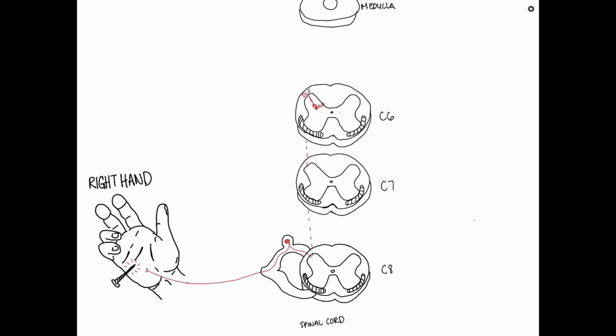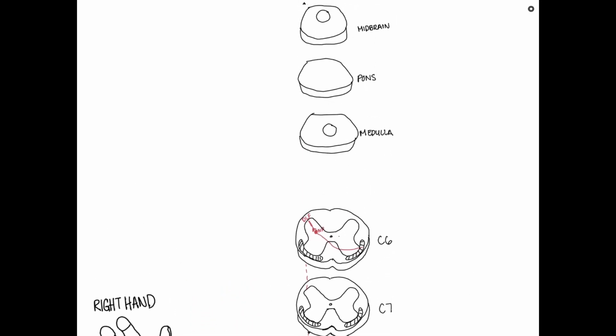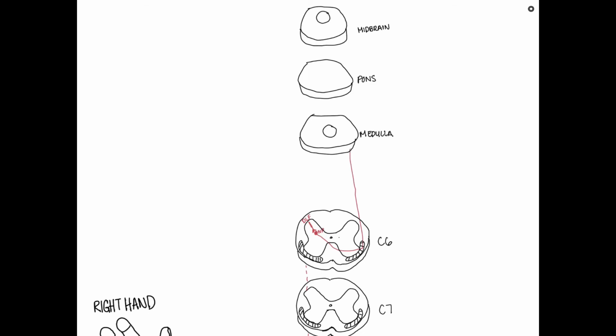bodies. So the second order neuron will cross over to the other side, or decussate, into the lateral portion of the spinothalamic tract. From here, the second order neuron will continue to ascend through the brainstem and terminate with the thalamus of the brain.